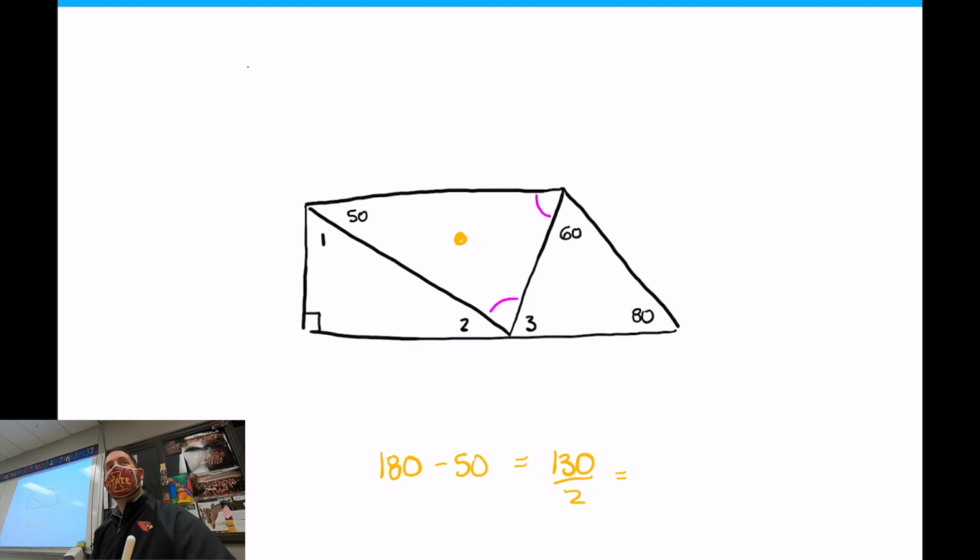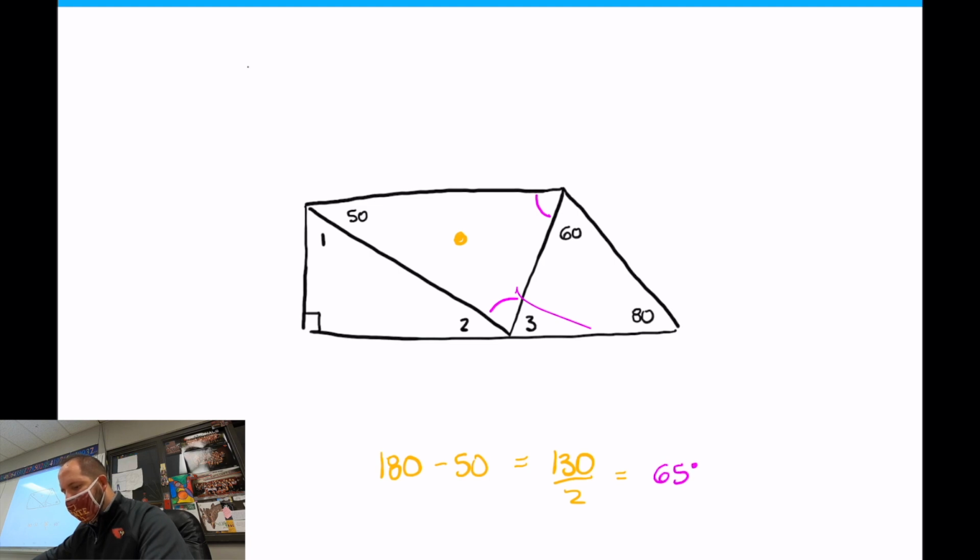Because 50 plus 130 equals 180. Okay. Yeah, the main reason why you're dividing by 2 is that there's 2 angles, and the 2 angles are the same. They're equal. So if you divide whatever's left by 2, that'll be the 2 purple angles. So 130 divided by 2. What is that, 65? So the purple angles we're getting up there are both 65 degrees.